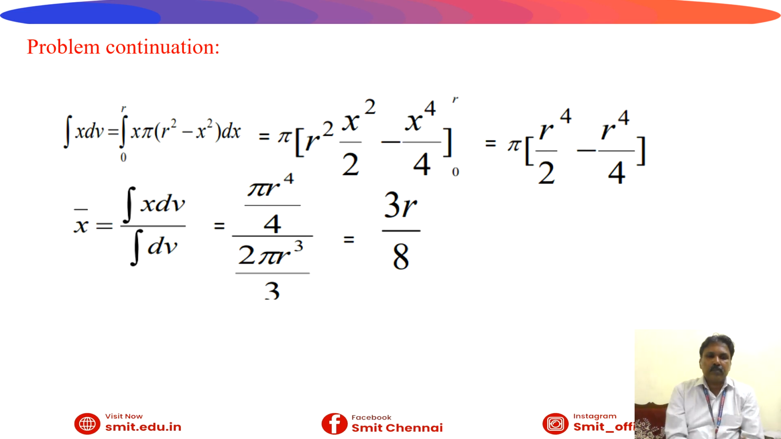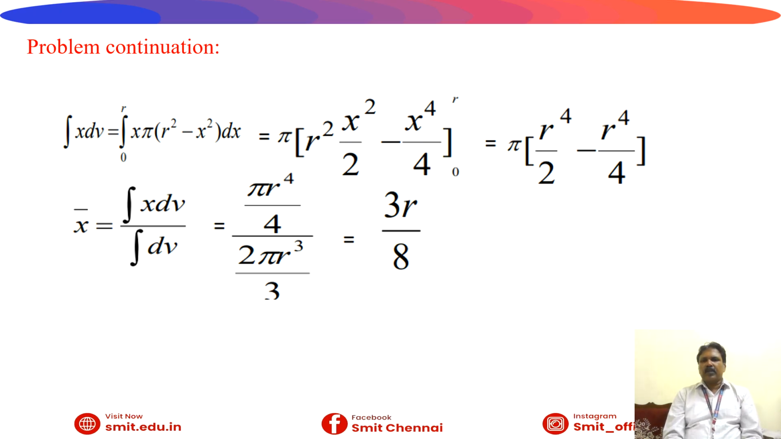Again, we will have the integral of x dv. Again, we have to apply dv. What is the dv? We have pi into r square minus x square into dx. Applying 0 to r limit, then we will get pi times r square x square by 2 minus x power 4 by 4, limit of 0 to r. Therefore, pi times r power 4 by 2 minus r power 4 by 4.